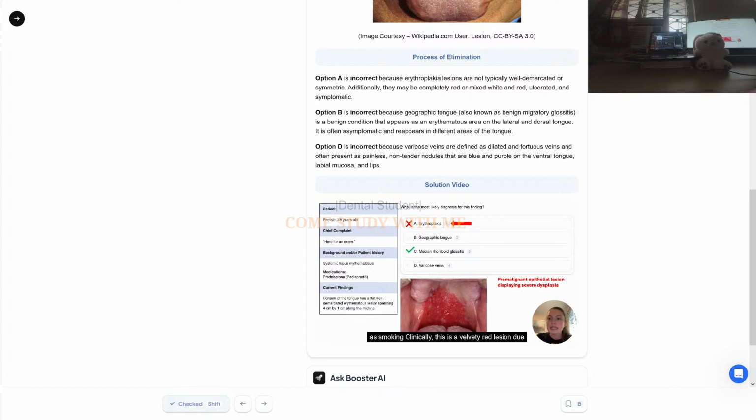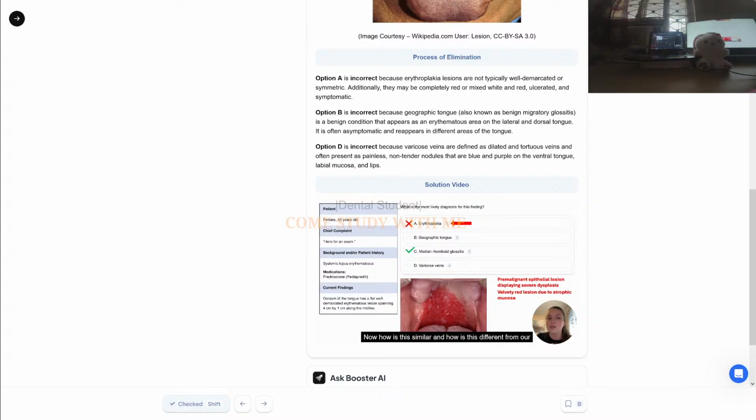Clinically, this is a velvety red lesion due to the lack of keratin production on the surface. The mucosa of the lesion is atrophic or thinned, and the underlying vasculature shows through, so that's why we're seeing this velvety red lesion. It's also well demarcated and usually asymptomatic. It's most commonly seen on the lateral tongue, floor of the mouth, or the soft palate.